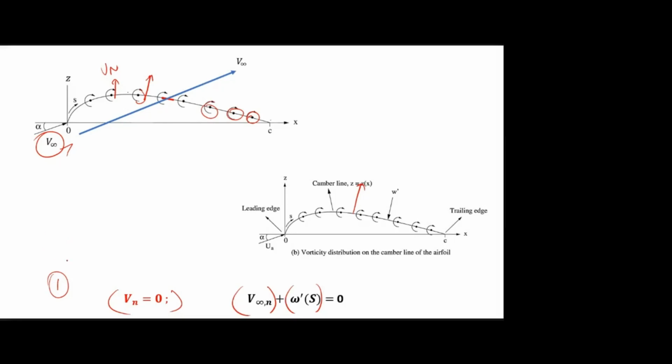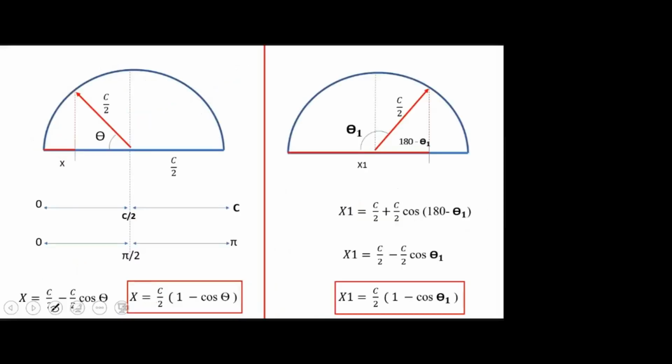Okay. So the first condition is the dividing streamline condition. Normal velocity is 0. Normal velocity is due to the free stream and the vortex sheet. So first we will find the normal component due to the free stream. Before that, one introductory topic.